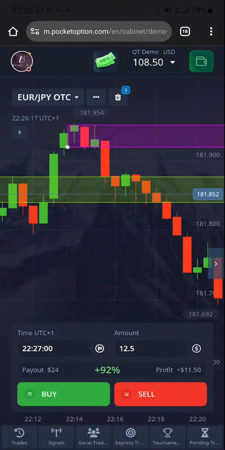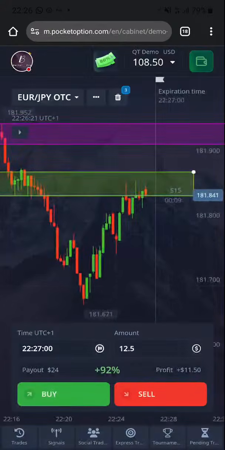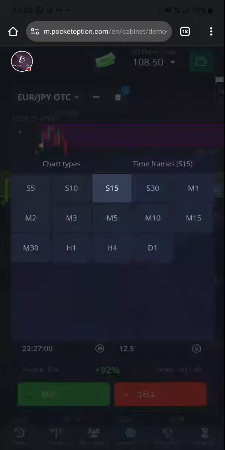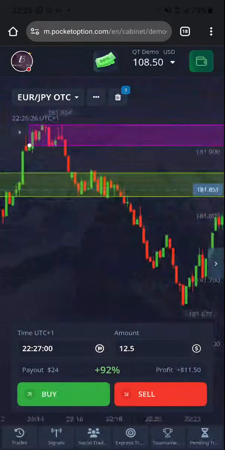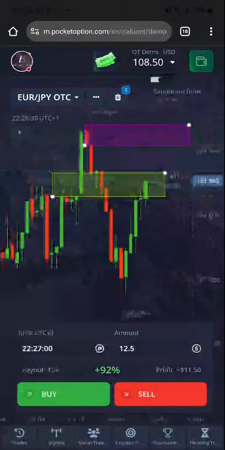Let me make it accurate. So we have an S30 entry here. Now we didn't see anything on S15. Let me check S10. Though I probably would just leave it at that S30. The S30 entry is cool by me.